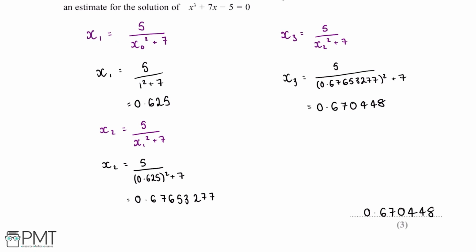Now this question's worth 3 marks. We'll get our first mark for substituting 1 into the formula to give us the value of x1. We'll get our second mark for substituting in the value of x1 and the value of x2 into the formula to give us the values of x2 and x3. And we'll get our final mark for the correct answer to at least 4 decimal places.